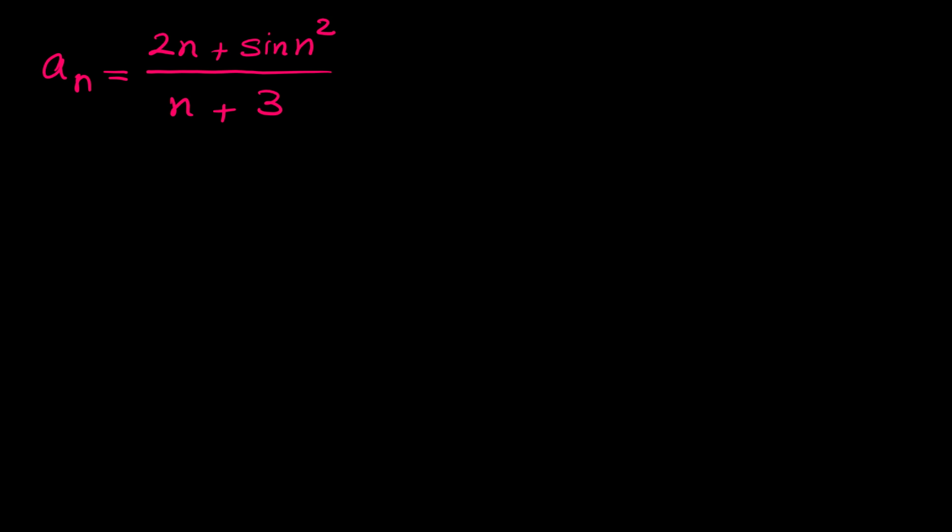Now look at this example. 2n plus sine of n to the 2 divided by n plus 3. Again, similar to the previous questions, we start with the trigonometric function sine. We know that sine is between negative 1 and 1. So sine of n to the 2 is always between negative 1 and 1.